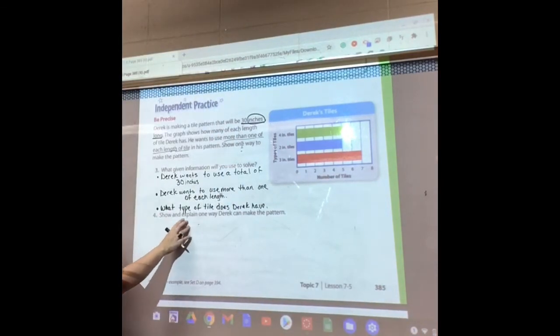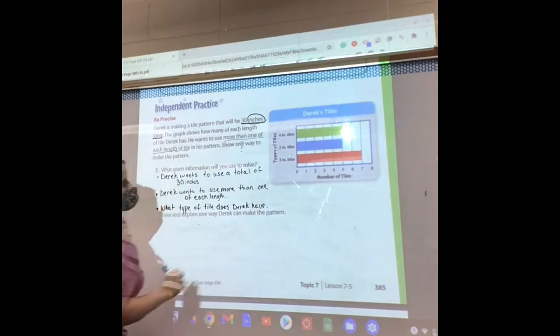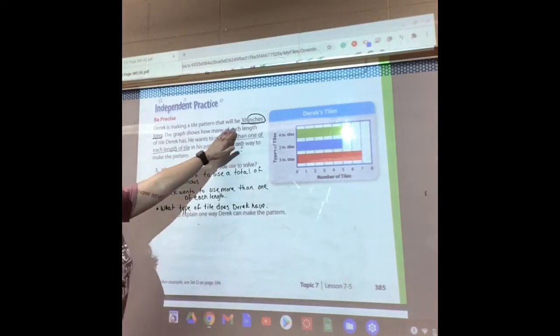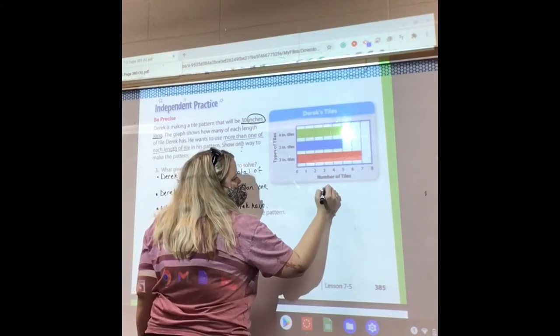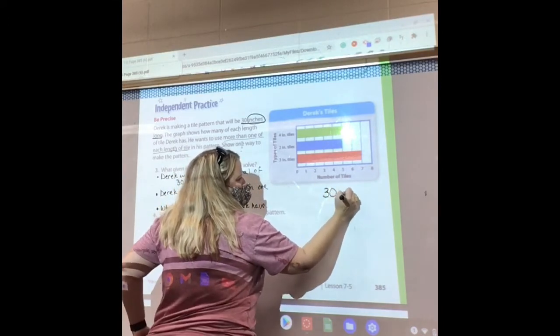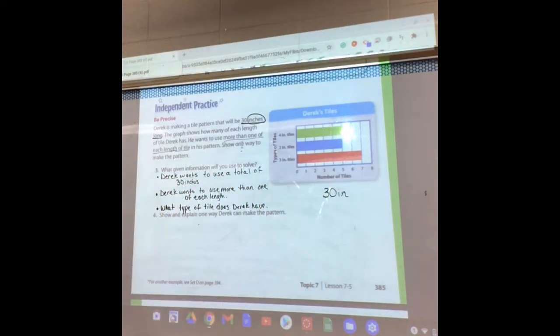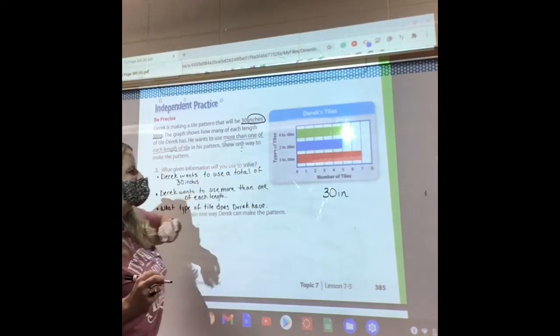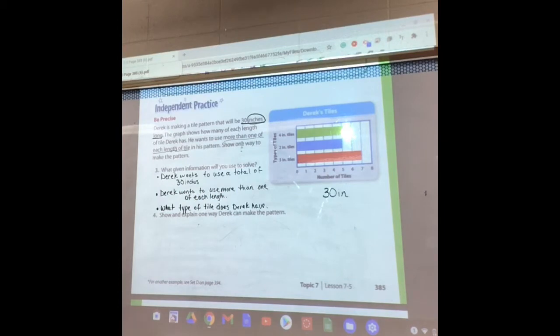Next it says, show and explain one way Derek could make the pattern. So remember we need 30 inches total. So just like we do on reach cart, we're going to put our total over here that we're trying to reach. We're trying to reach 30 inches. So let's start with our 4s. That's the biggest tile. And so if we count by 4s, we got 4, 8, 12, 16, 20, 24, 28, 32. Let's stop there.